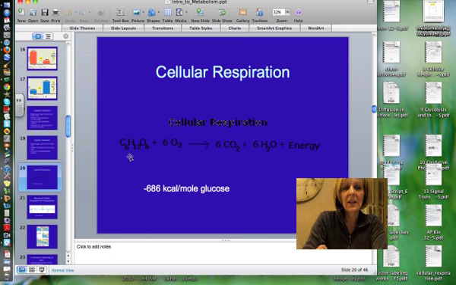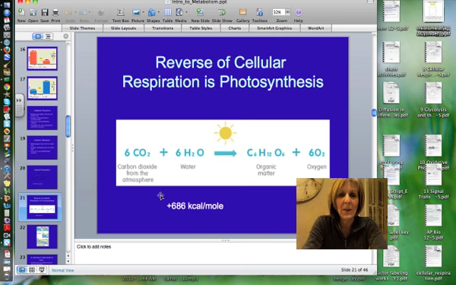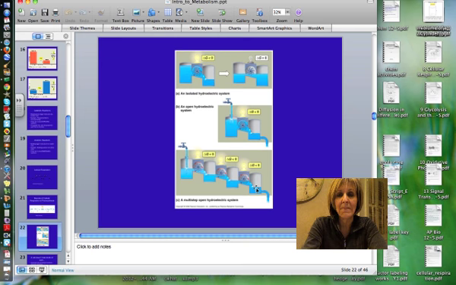Cellular respiration, take a look at this. You've got a glucose molecule that you're breaking down into smaller molecules, CO2 and water. That's an indication that it's going to be an exergonic reaction. And sure enough, here we have a negative 686 kilocalories per mole of glucose. That is an exergonic reaction, and that's the basis of cellular respiration. The reverse of cellular respiration is photosynthesis. You take these two smaller molecules and build them into a bigger molecule, glucose, and that takes an energy input, which in this case is the solar energy of the sun.